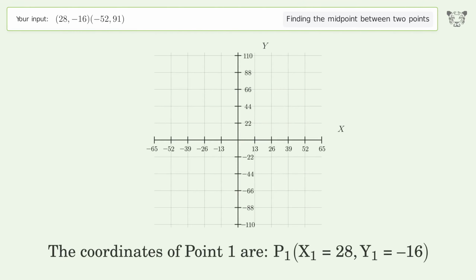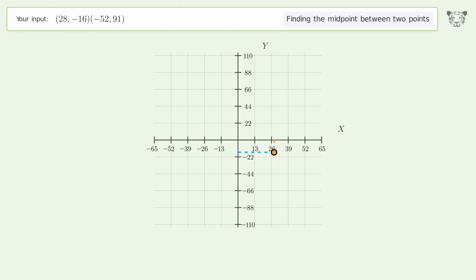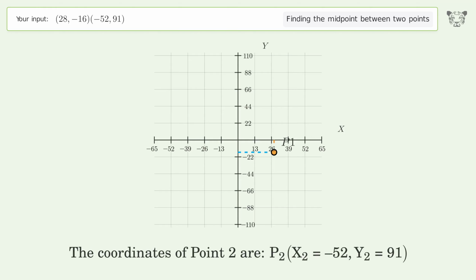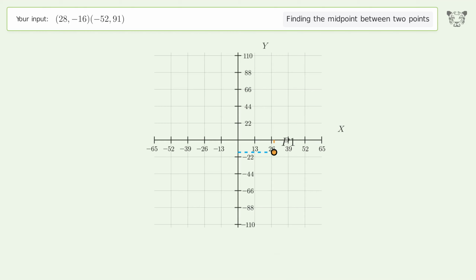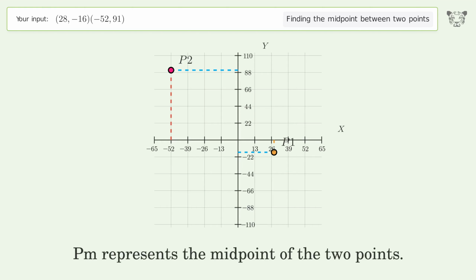The coordinates of point 1 are x1 equals 28, y1 equals -16. The coordinates of point 2 are x2 equals -52, y2 equals 91. PM represents the midpoint of the 2 points.